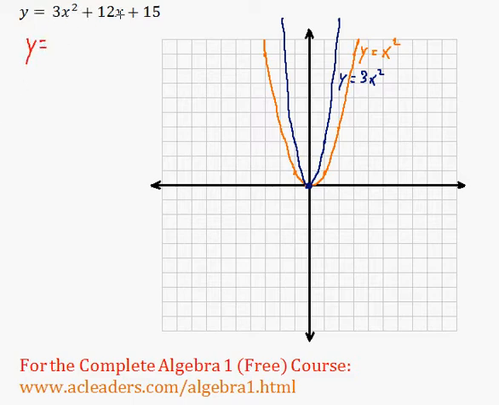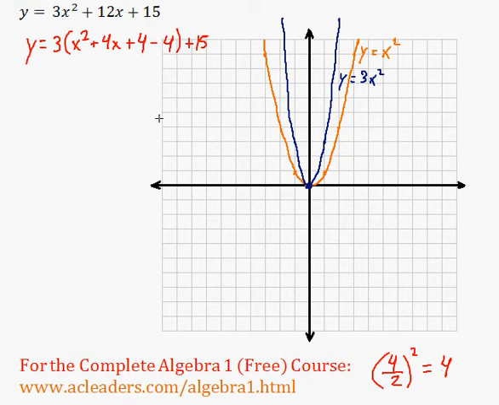I will factor out 3. 3x squared divided by 3 is x squared. 12x divided by 3 is just 4x. And I'll leave the 15 outside. Now we want to complete the square, so we take the 4, divide it by 2 and square it. 4 over 2 is 2, 2 squared is 4. What a coincidence. So we add the 4 and we take it away.